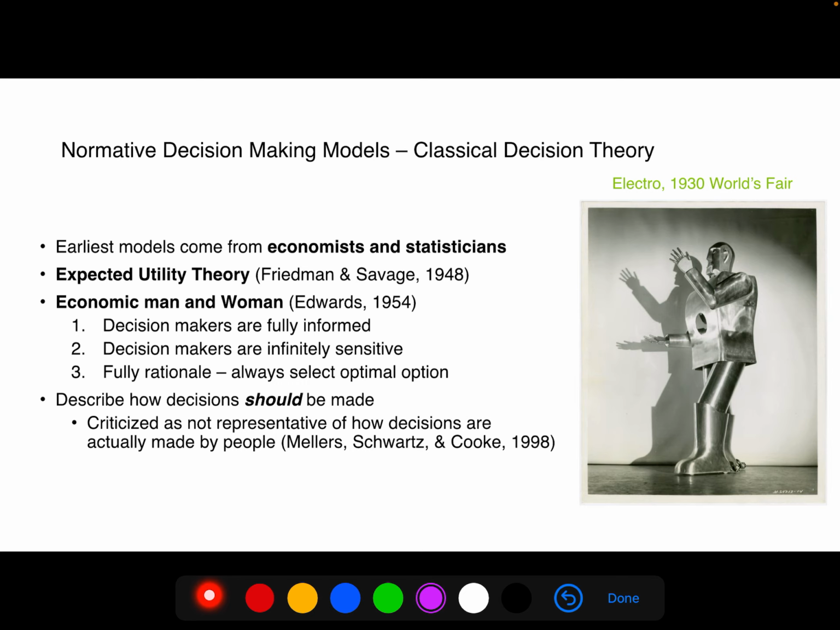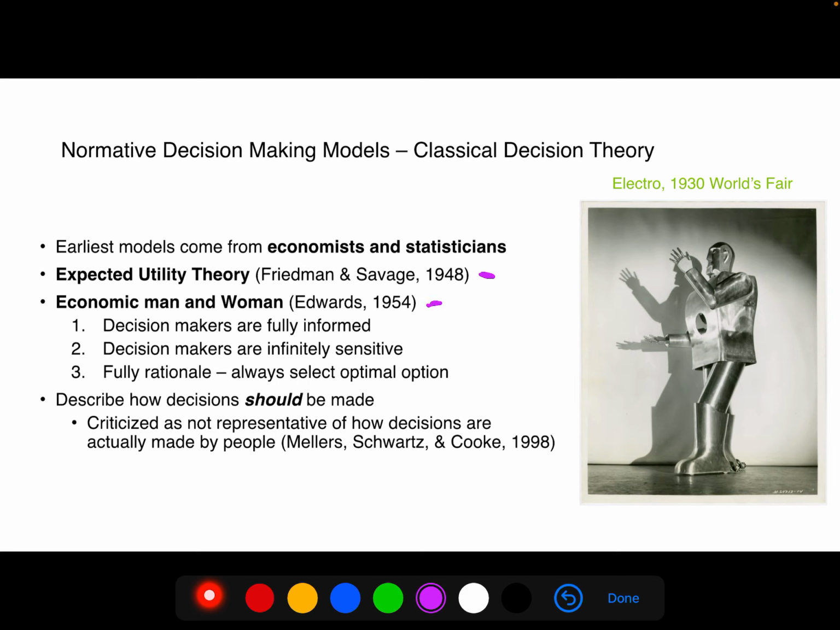Okay, so normative decision-making models. Remember, this is what ought we do. This is classical decision theory, and we're not talking about it here, but this is ethics as well. The earliest models are economically grounded. They focus on what we should do to maximize some good, some utility, value, whatever. Expected utility theory is the foundational one. People should act in a way that produces the greatest utility, and people make those decisions.